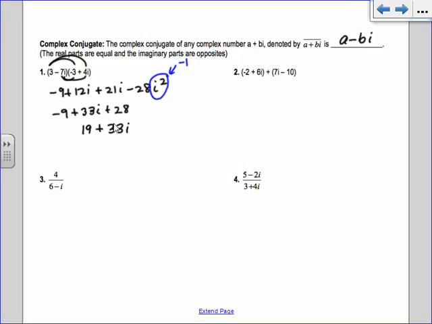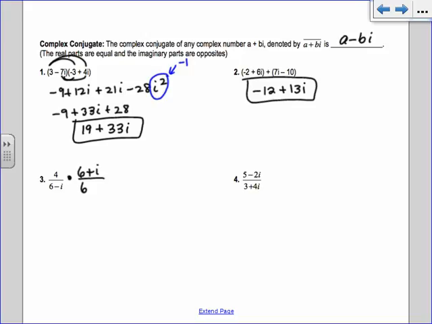All right, so the next one is just addition. That's really easy. So we just get negative 12 plus 13i. Okay, now we have 4 divided by 6 minus i. So we can't tell what the real part and the imaginary part is. If I was asking you to graph it, you would have no idea how to graph it. So this is why we multiply by the complex conjugate. Instead of 6 minus i, we're going to multiply by 6 plus i on the top and bottom.